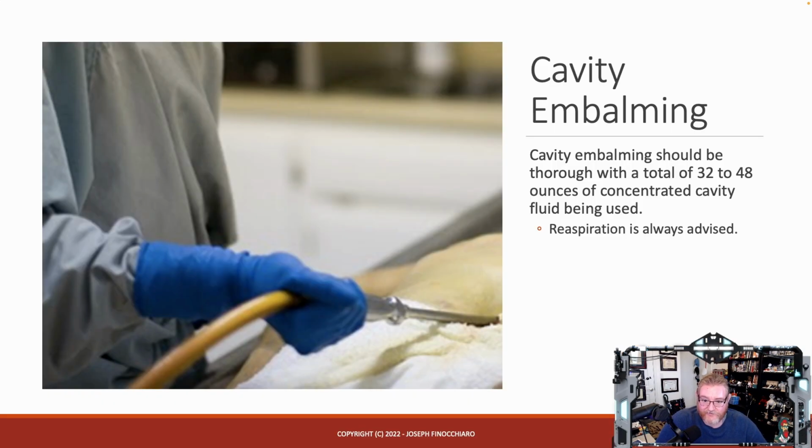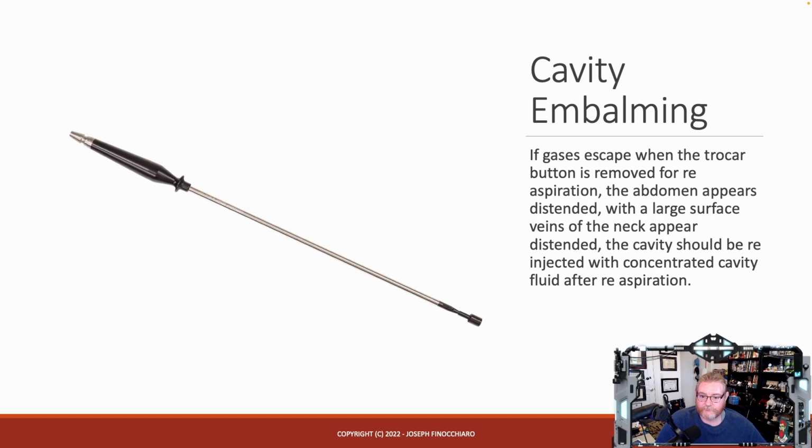Cavity embalming should be thorough with a total of 32 to 48 ounces of concentrated cavity fluid being used, and reaspiration is always advised on these types of bodies. If gases escape when the trocar button is removed for reaspiration, the abdomen appears distended with a large surface vein on the neck appearing distended, the cavity should be re-injected with concentrated cavity fluid after reaspiration.